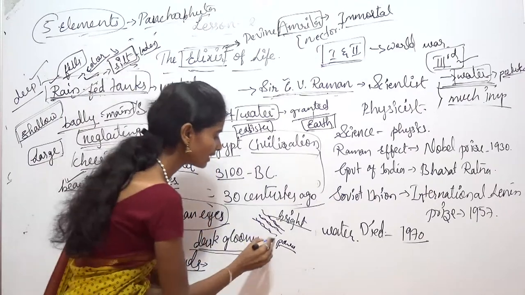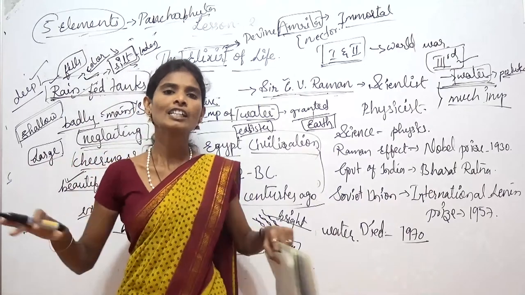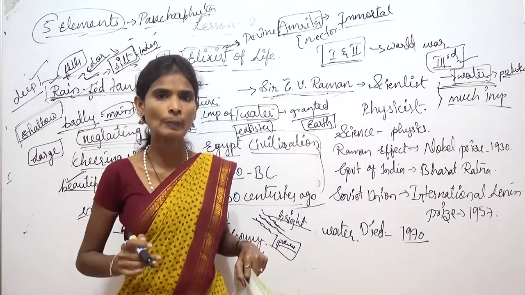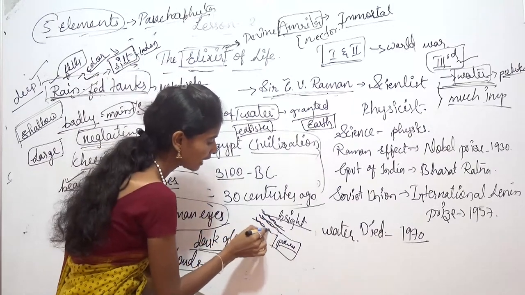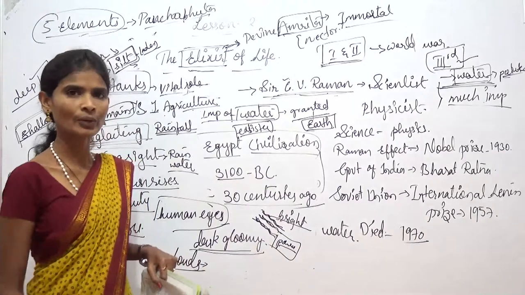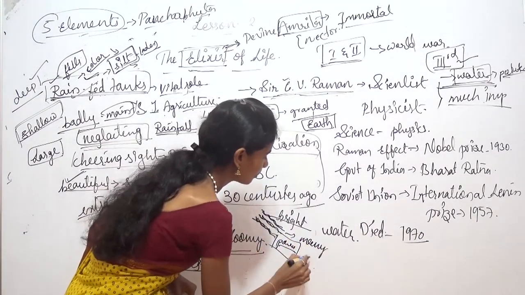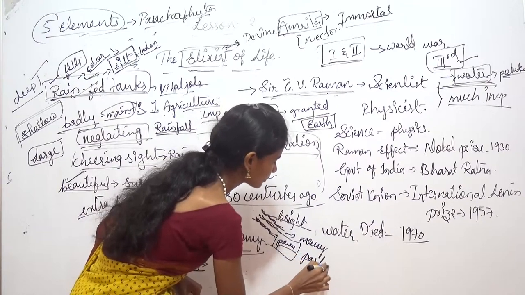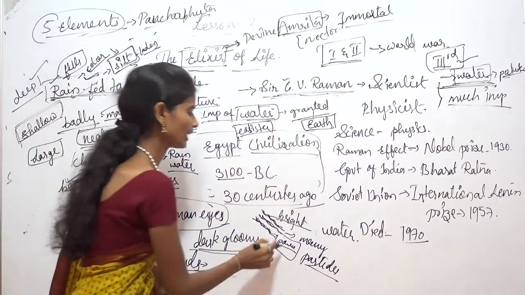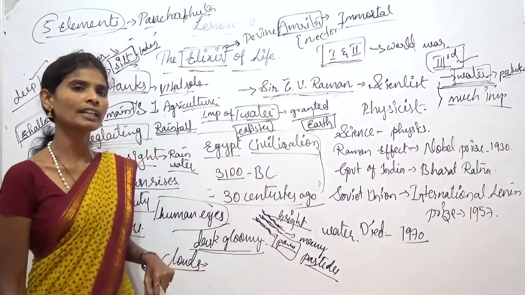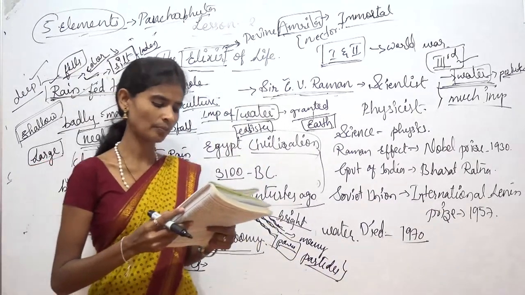Because of flood, the entire town has vanished away. These are the disasters. See, water is the most powerful thing, and while it was flowing, it can carry many particles in it. Why? Because of high density, it can carry many particles in it.